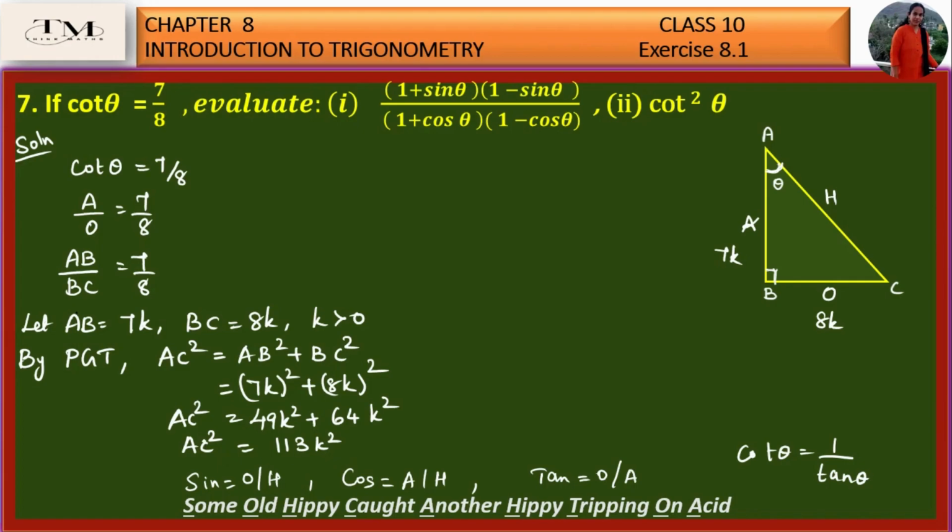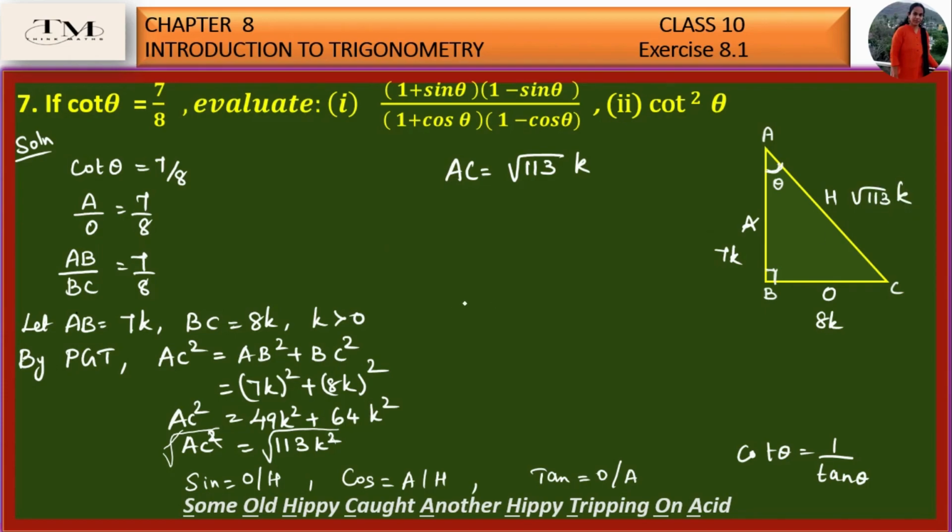We need AC. So to remove this 2, we have to take square root on both sides. The square root and 2 get cancelled. So AC will be equal to root of 113. In this K square, 2 gets cancelled and root gets cancelled. So it is root 113K. So we got AC, AB, BC. AC is root 113K.